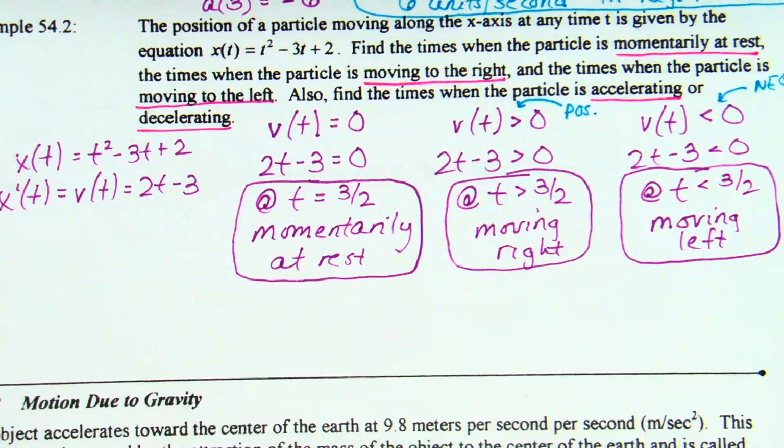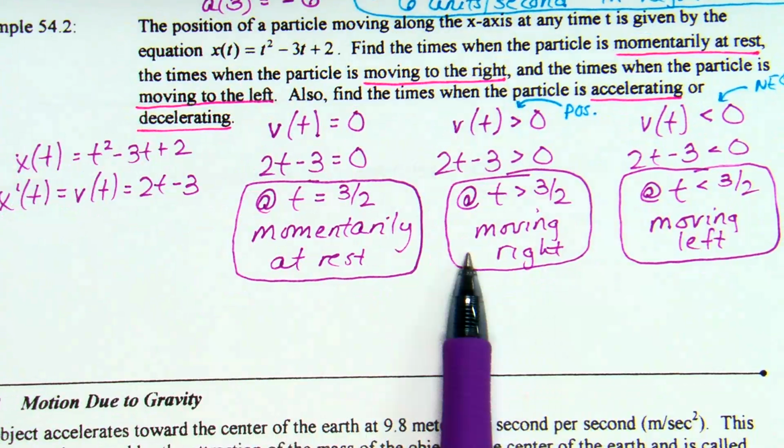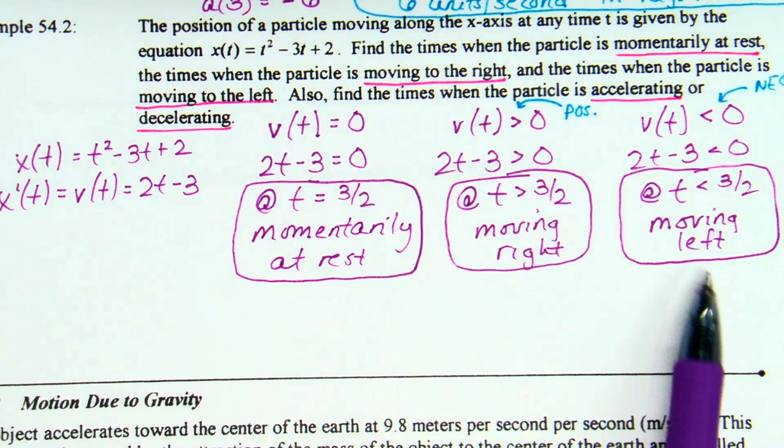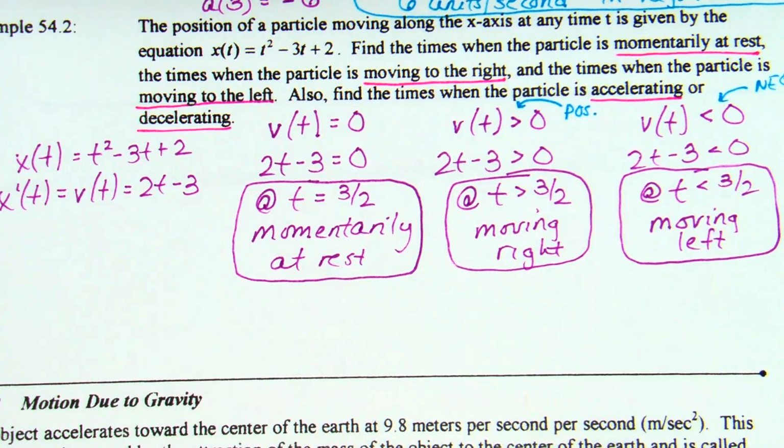Okay. So can you picture what's happening? Okay. Right at 0, what starts happening? It starts moving to the right, yes? Or at time 0, we start moving. No. When t is less than 3/2, we're moving left. So we start moving left. At 1.5, we stop. And then after 1.5, we turn and go back right.